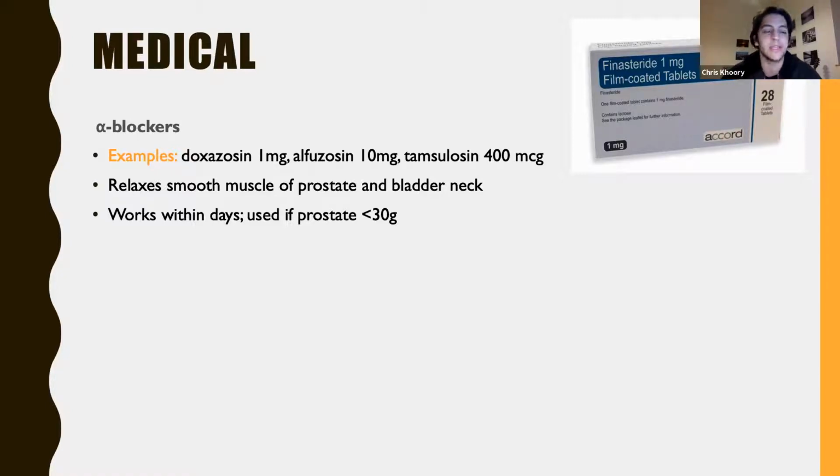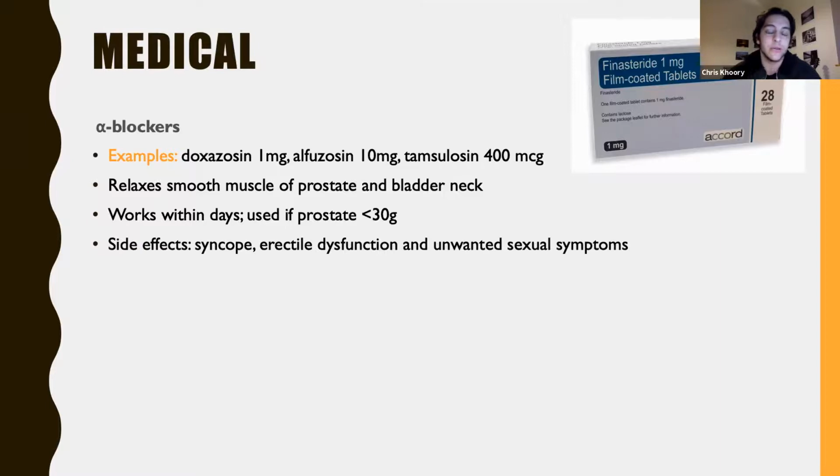There are some side effects. So we said it is an antihypertensive, so it can cause syncope, can also cause erectile dysfunction and some unwanted sexual symptoms. So that's alpha blockers. And then does anyone know another type of drug that we can use? 5-alpha reductase. Yeah, perfect. 5-alpha reductase inhibitors.